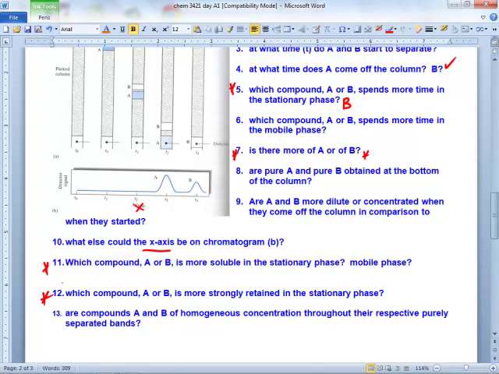A hint is the chromatogram. Homogeneous means the same throughout. What is a band? Here's a band, there's a band, here's a band, there's a band. Is it the same concentration throughout? No, it's the most concentrated in the middle. Look at the chromatogram, right in the very middle. Right when the middle of that band is coming off, the signal's at its highest. So that means it's most concentrated there.